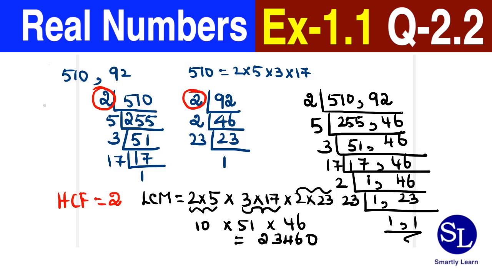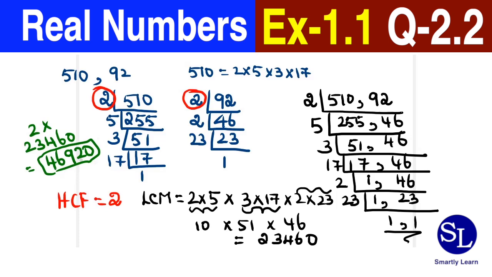Now I need to find out the product of HCF and LCM. So I need to multiply 2 into 23460, which fetches me 46920. So this is the product of HCF and LCM.